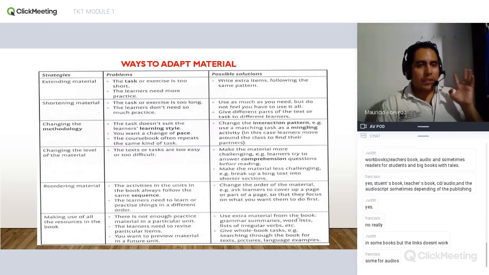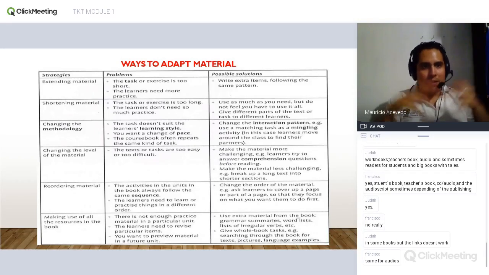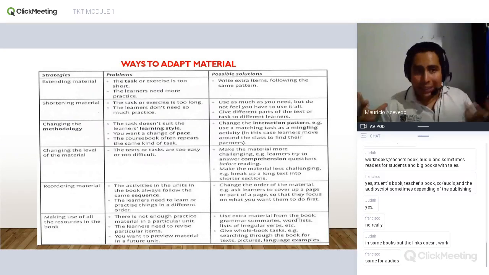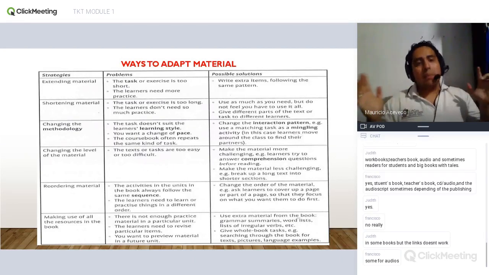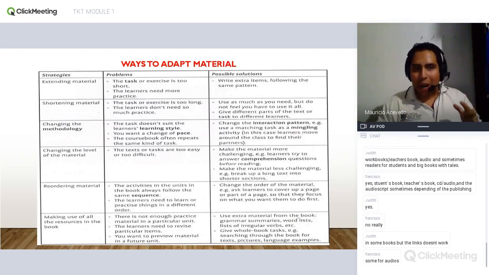Okay, so we have seen so far four strategies. Extending materials, that means make it longer because they need more practice. Shortening materials, make it shorter because they don't need too much practice. Changing the methodology because maybe it's repetitive or it's not useful, and changing the level of the material. It's too easy or it's too difficult. So you need to have a balance.